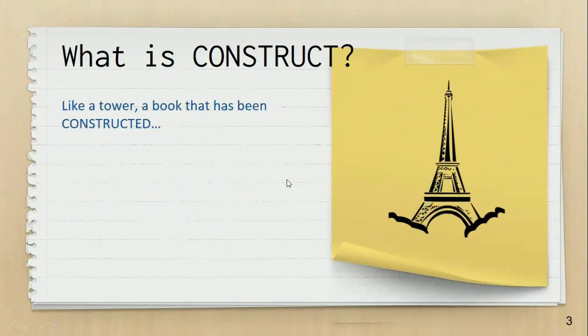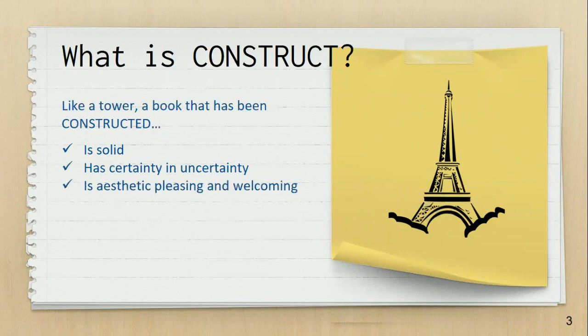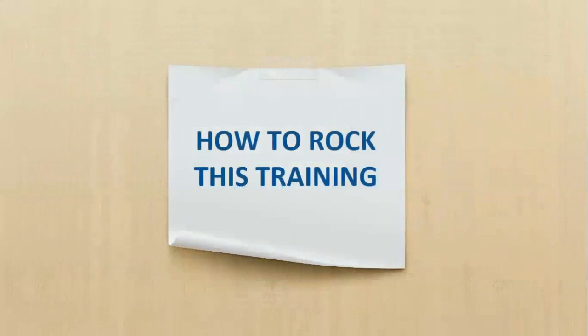Now, just like a tower, a book that has been well constructed is solid, has certainty in its uncertainty, is aesthetically pleasing and welcoming, will take shape quickly, and will stand tall for years to come. So this is how to rock the training.